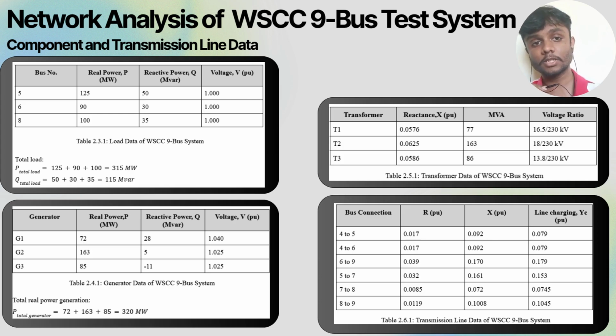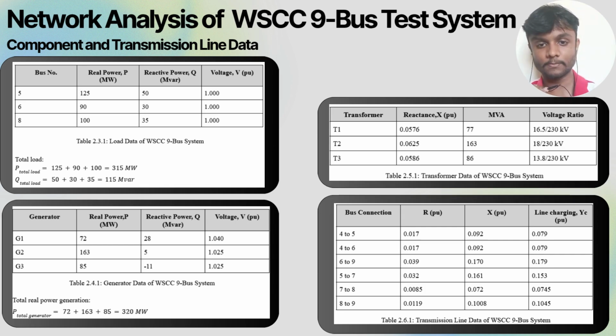And the transmission network consists of 6 main lines: 4 to 5, 4 to 6, 6 to 9, 5 to 7, 7 to 8, and 8 to 9. So each line is represented by resistance, reactance, and also line charging admittance. So these parameters are important because they determine how our power is transferred between the buses and how the Y bus matrix is formed.